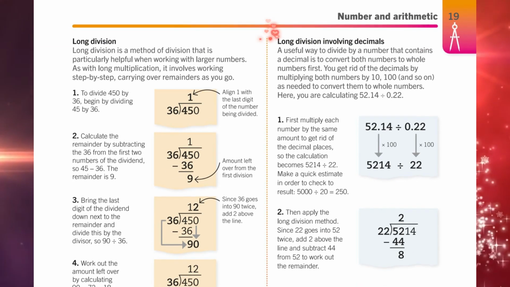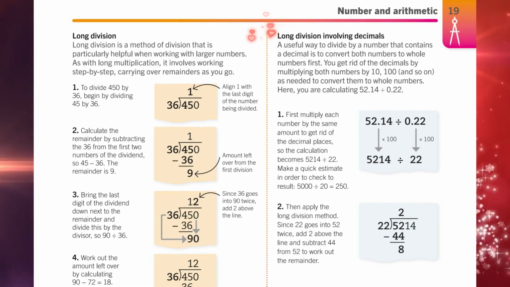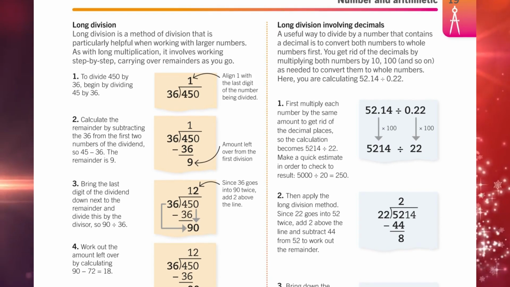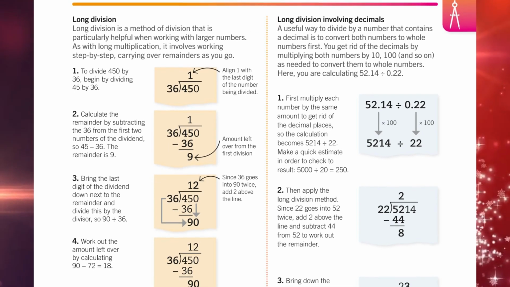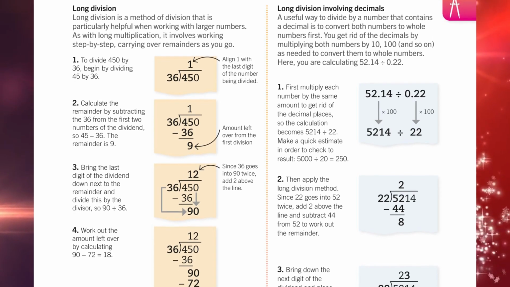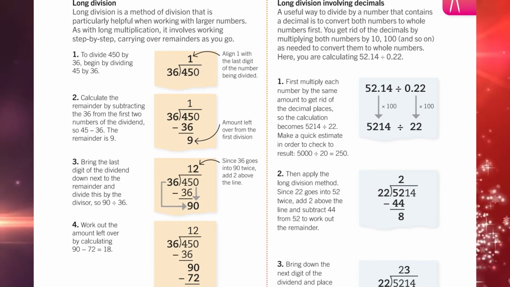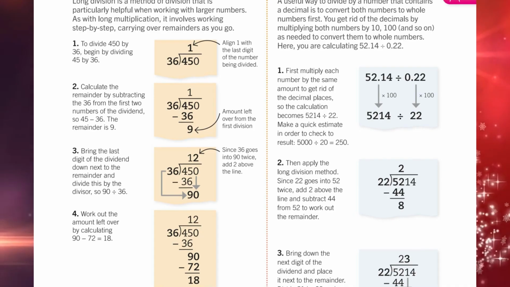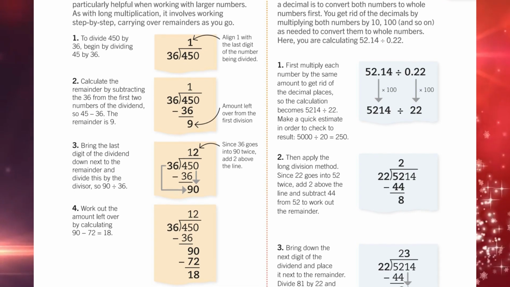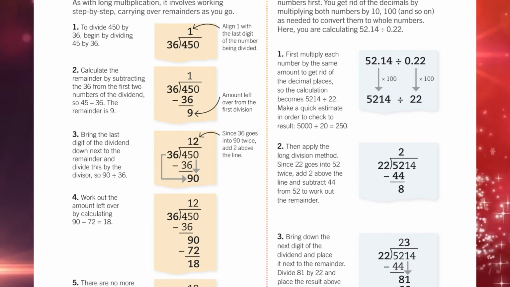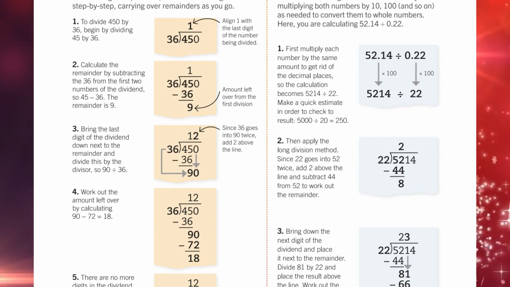Long division involving decimals. A useful way to divide by a number that contains a decimal is to convert both numbers to whole numbers first. You get rid of the decimals by multiplying both numbers by 10, 100, and so on as needed to convert them to whole numbers. Here, you are calculating 52.14 divided by 0.22.